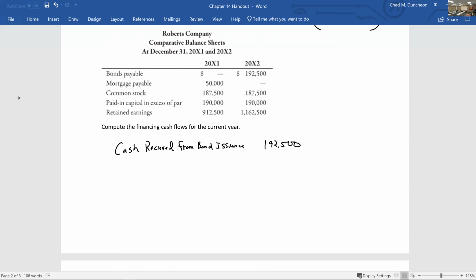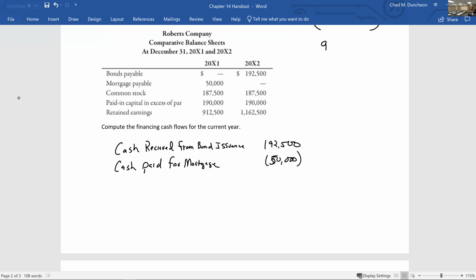Our mortgage payable in X1 was $50,000. In X2, it was 0. So that means we paid it off. So we have cash paid for mortgage, $50,000. We have no change in our common stock or paid in capital, but our retained earnings changed.